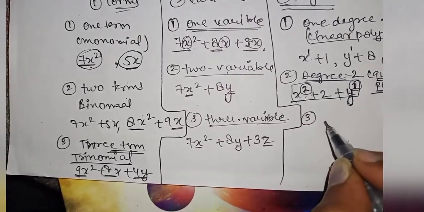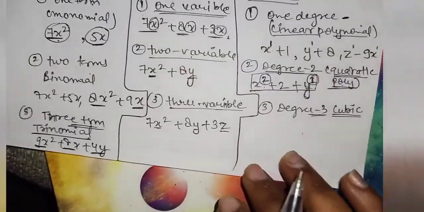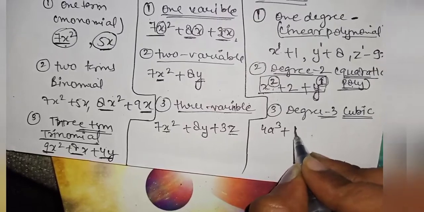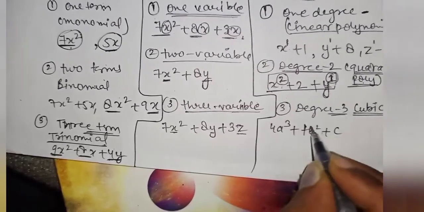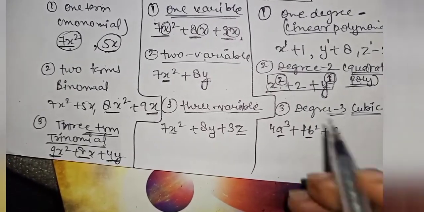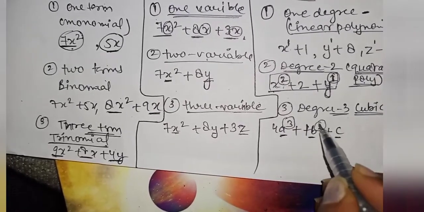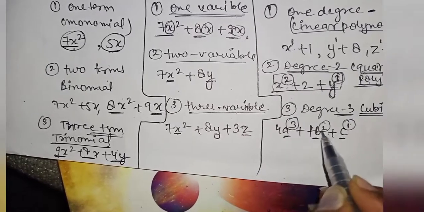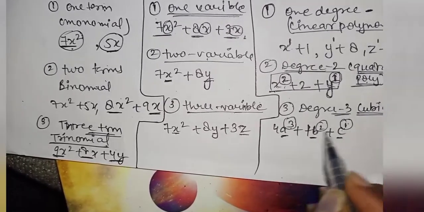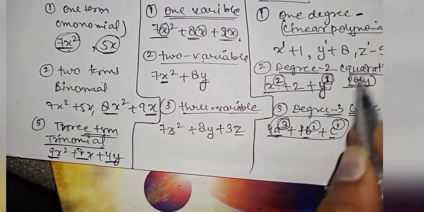Now the third one is degree 3, or we can say cubic polynomial. What are cubic polynomials? If the highest degree is 3, simple. 7b square, we can take anything. It doesn't matter how many terms we are taking, doesn't matter how many variables we are taking. We look for the degrees, how many degrees are there and which is the highest degree there. So there are three variables with degree 3, with degree 2, and with degree 1, but the highest degree is 3, so we will consider the equation as cubic polynomial or the degree 3 polynomial.